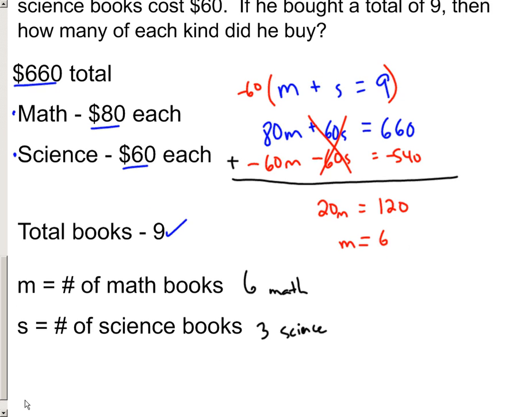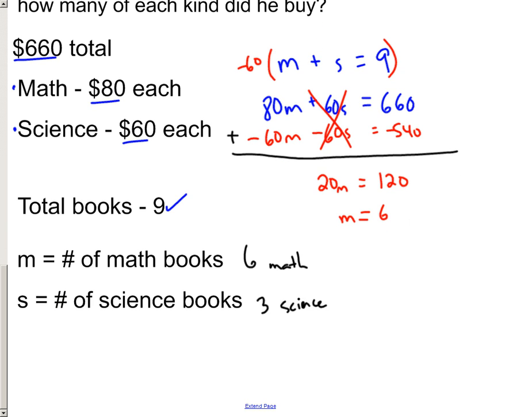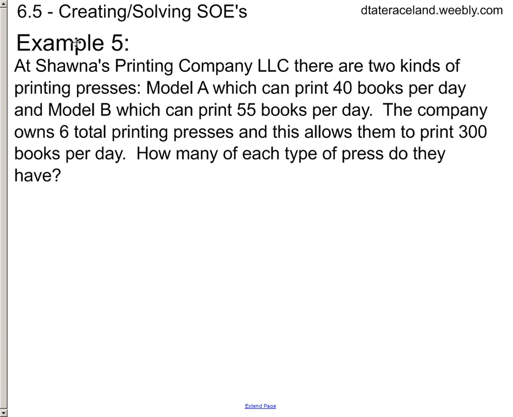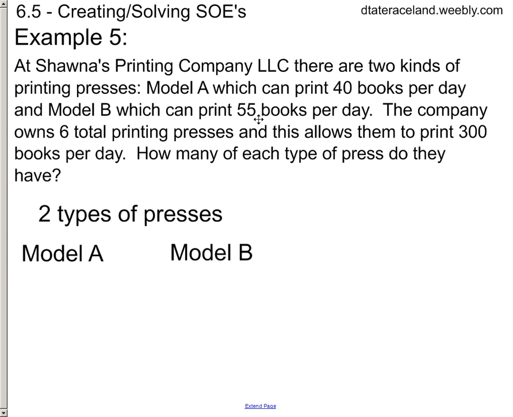Very last example. I like this one because it's just a little different than what comes up from the other 4. You've got a printing company. There's 2 kinds of printing presses, Model A and Model B. So let's get that down. Now, Model A can print 40 books a day, and Model B can print 55 books a day.